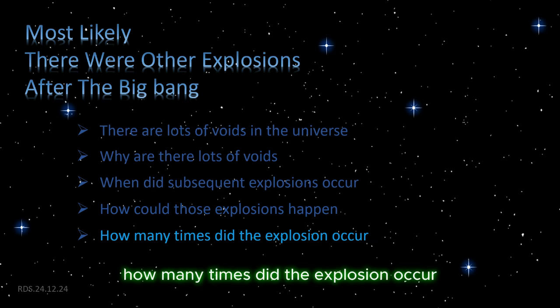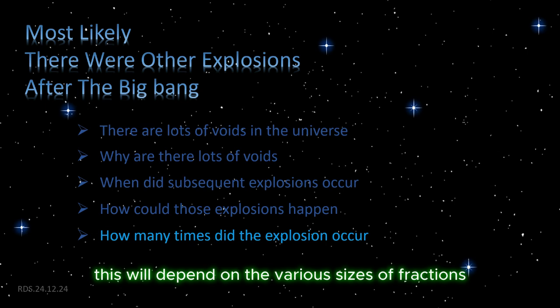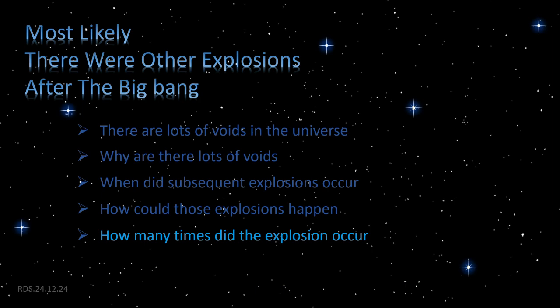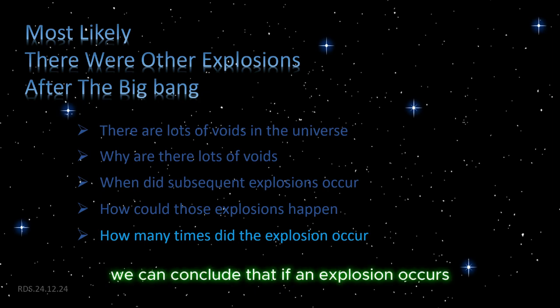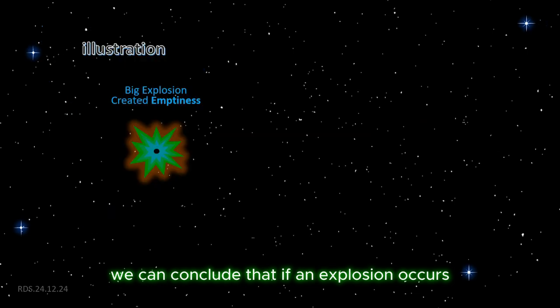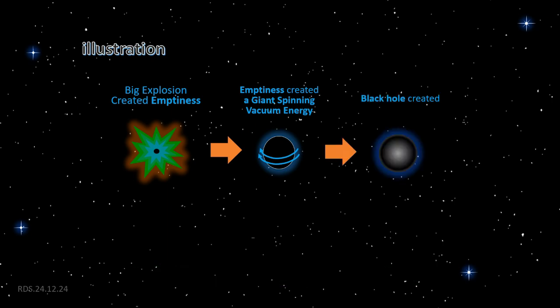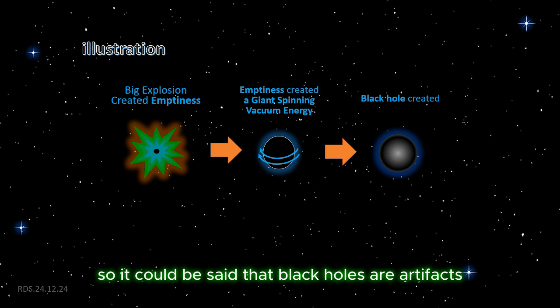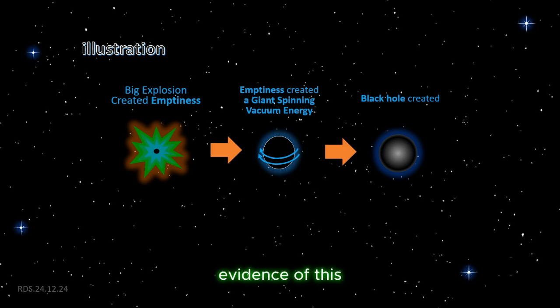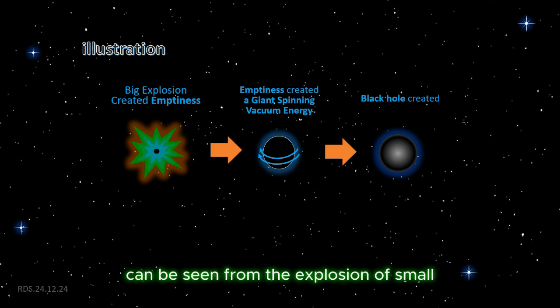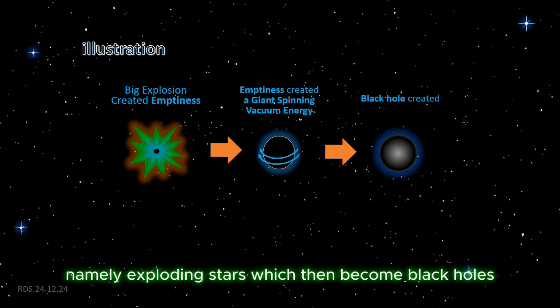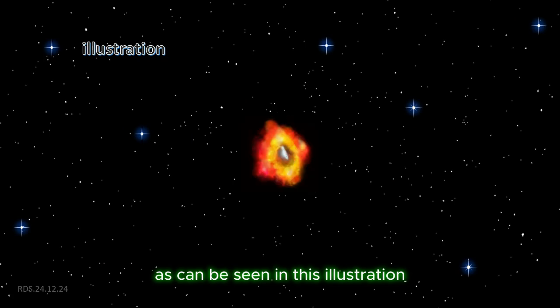How many times did the explosion occur? This will depend on the various sizes of fractions formed from the previous explosion. From the previous video, we can conclude that if an explosion occurs, a vacuum energy will be formed which will later form a giant black hole. So, it could be said that black holes are artifacts or remnants from the explosion of cosmic objects. Evidence of this can be seen from the explosion of small cosmic objects, namely exploding stars which then become black holes, as can be seen in this illustration.